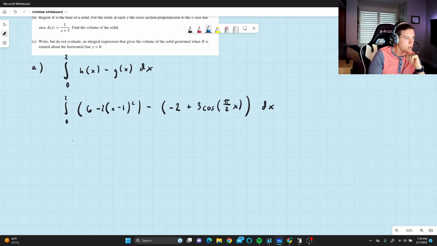So here, let's see if we can do it. So the antiderivative of 6, 6x. This is a little baby chain rule. Raise it to a power, x minus 1 to the third.